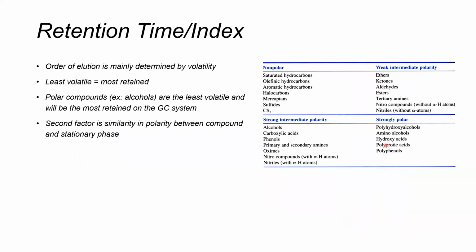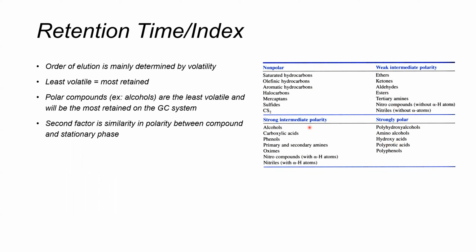So retention time or index, we've covered that as well before. The order of elution is mainly determined by volatility. So less volatile is going to be the most retained. Polar compounds such as alcohols are the least volatile and will be the most retained on the gas chromatography system. And the second factor is the similarity in polarity between the compound and the stationary phase.